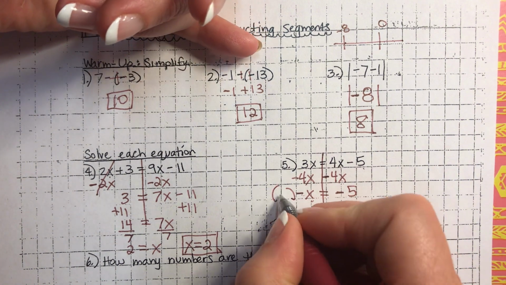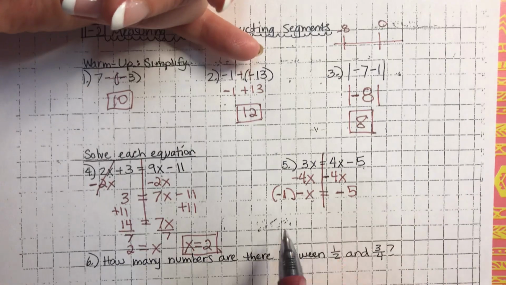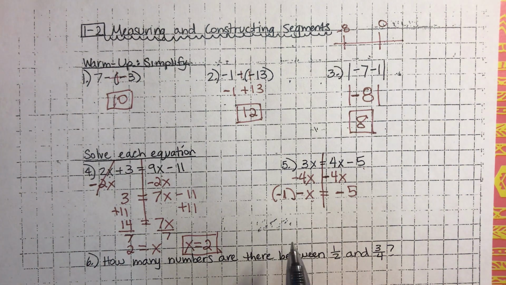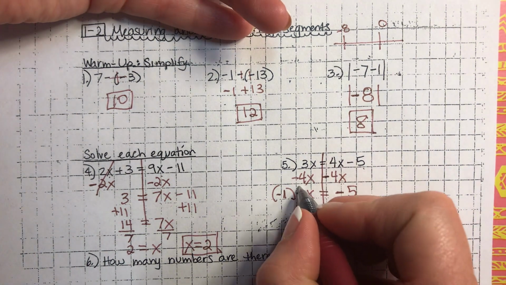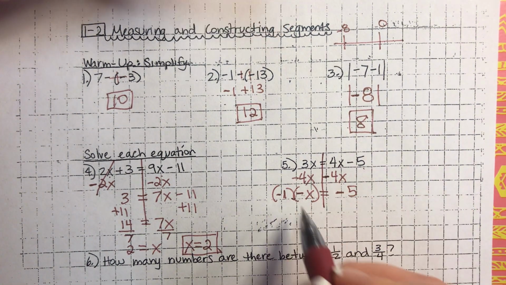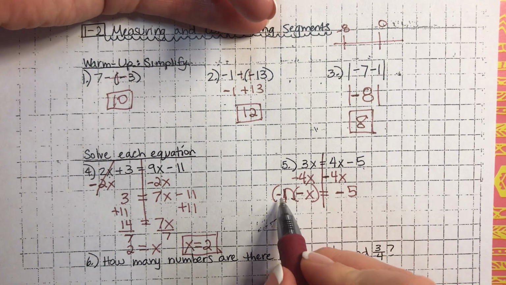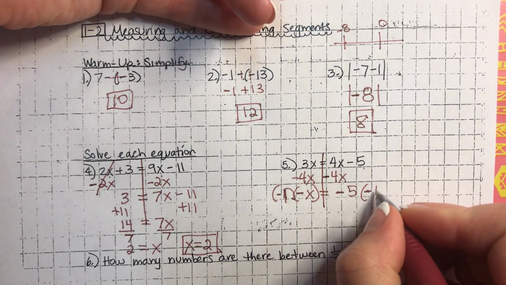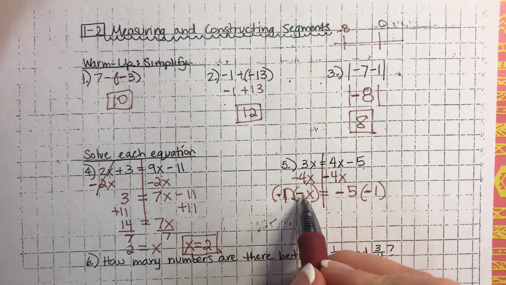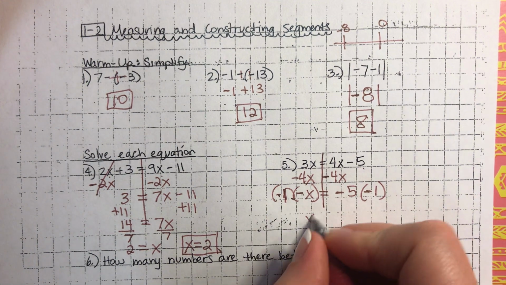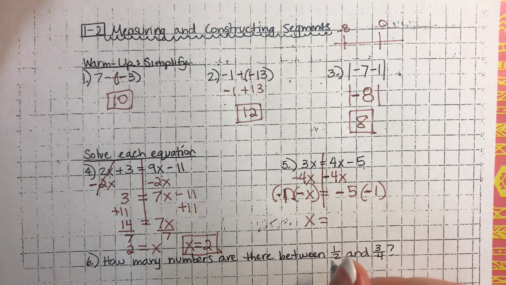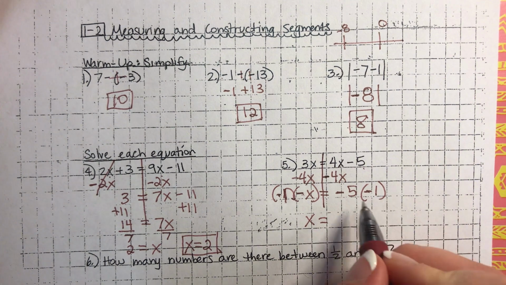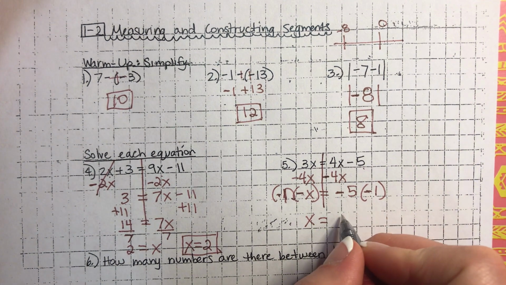So I actually like to just multiply both sides by a negative 1, because what is a negative times a negative? It's a positive, right? I'm going to do that. A negative times a negative is positive. So I'm going to do it to both sides right here. So negative times a negative is a positive, and I'm left with x by itself, which is exactly what I want. Okay?